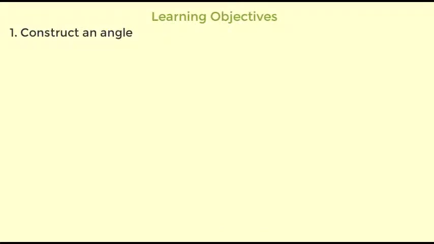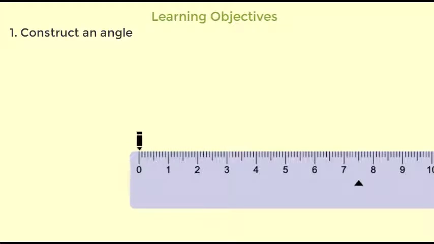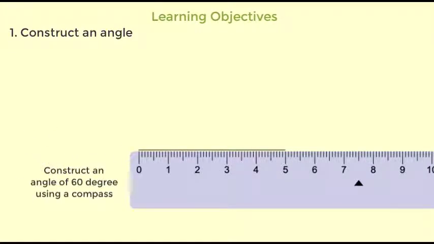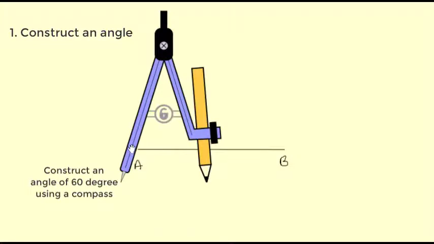In this case, let me first draw a line segment. This is my line segment, precisely 5 centimeters in length, and on this line I'm supposed to create an angle of 60 degrees. That is the requirement. Let's say this is line segment AB.